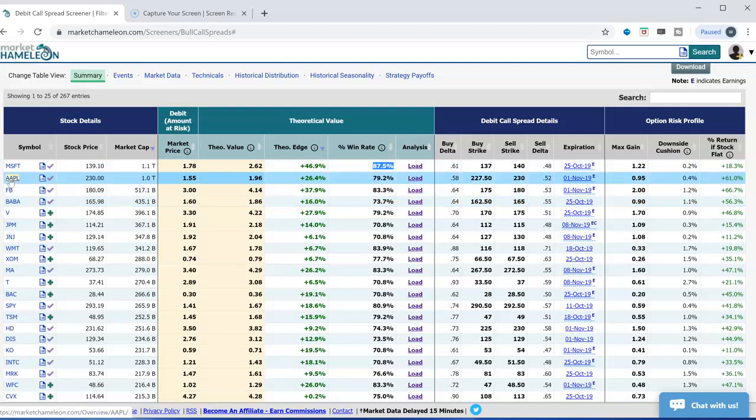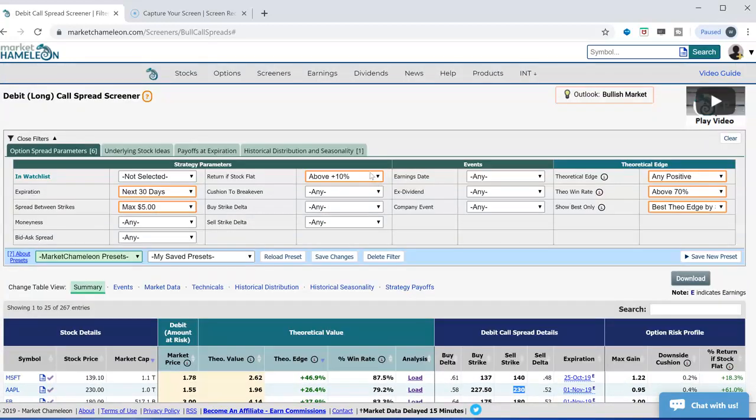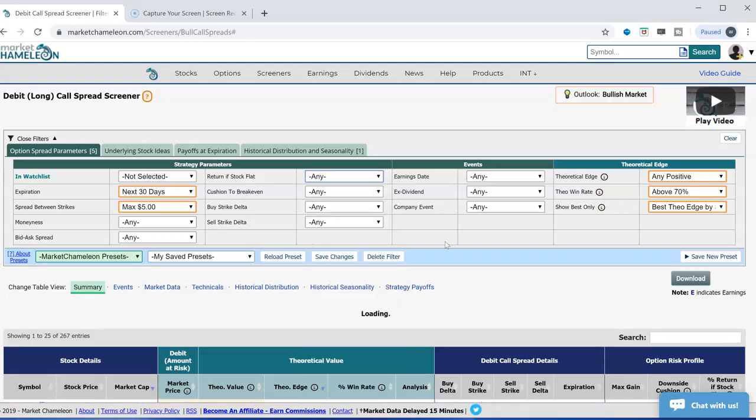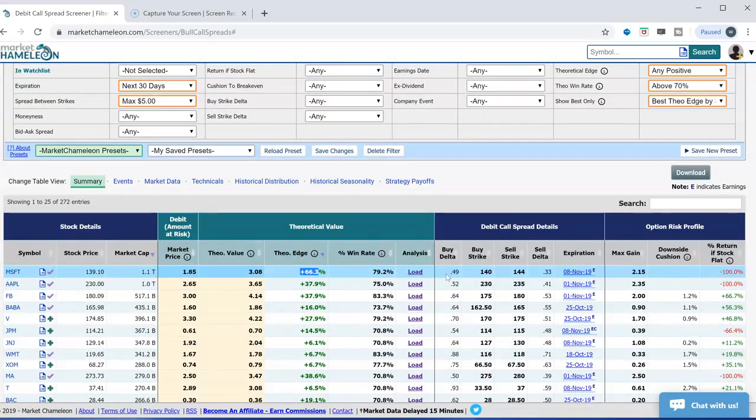So you could see that going down the line. This one's for Apple, November 1st, 127.5, 230, and so on. Now, let's just take this out. I'm going to take this out. It doesn't matter. I don't really care about the return at flat. So then you could see here, some of these are going to be out of the money. Now you got the 140, 144 because here the theoretical edge is higher than the previous one.